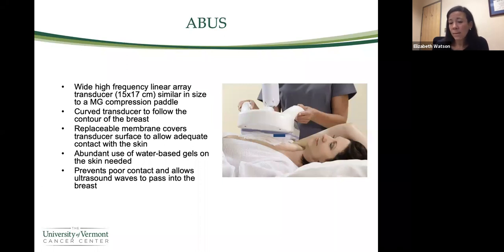We do put replaceable membrane covers on the transducer with every new patient. So, obviously we clean the machine between each patient and also put new membrane covers on. We use water-based gels on the skin in order to ensure that we're getting really great contact between the transducer and the skin. So what you're seeing on the patient here are those water-based gels, which can prevent poor contact and allow ultrasound waves to pass from the transducer into the breast without any air gaps, which can sometimes create artifacts.